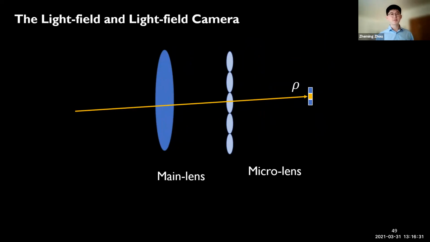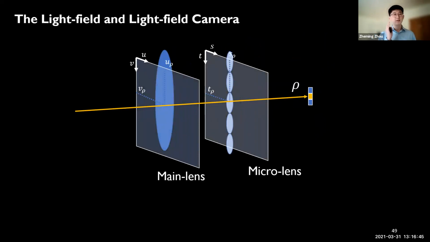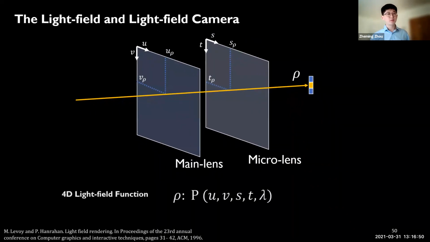We know that a sensor can capture the intensity of a light ray, which is indicated as the yellow sensor here. Then we can describe the direction of light by using two virtual parallel planes, one intersecting the main lens and the other intersecting the micro lens. We use the intersection points between the light ray and these two virtual parallel planes to describe the direction information of that light. This is what we call the 4D light field parameterization, proposed by Levoy and Hanrahan back in 1996.